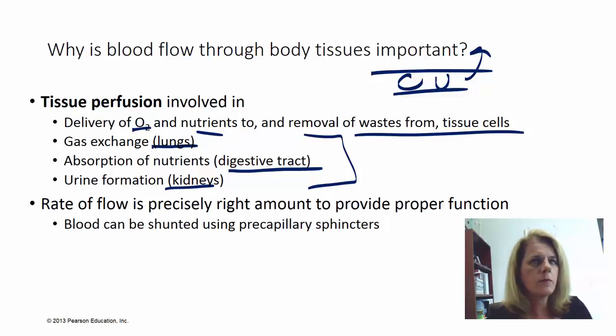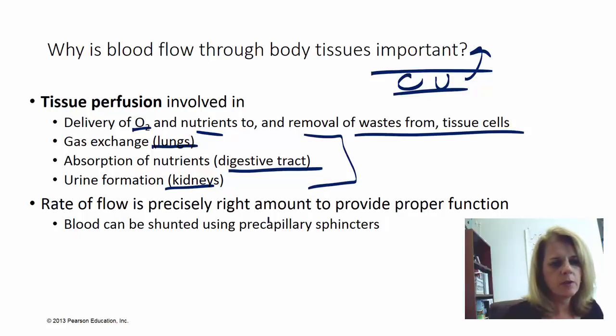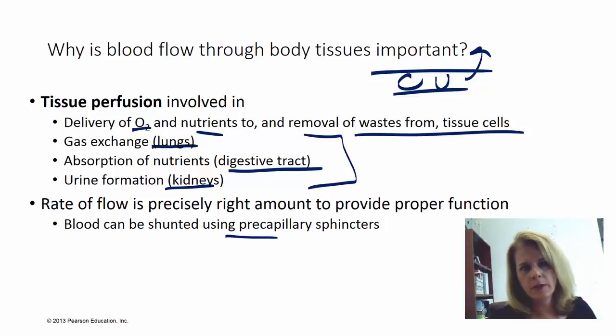Again, we can change blood flow. We can regulate it precisely in order for the organ to have exactly the amount of blood it needs to do its function. If we need more oxygen and carbon dioxide moving through our lungs, we can change our breathing rate, but we can also change the amount of blood going into our lungs. We do this using what are called precapillary sphincters.